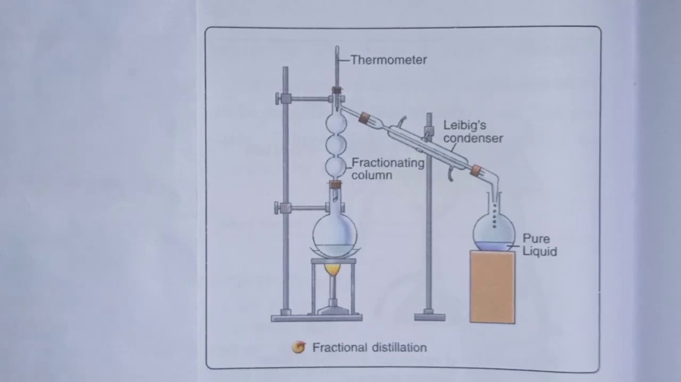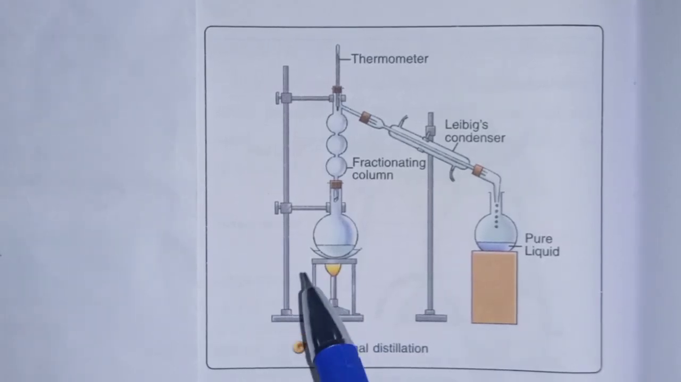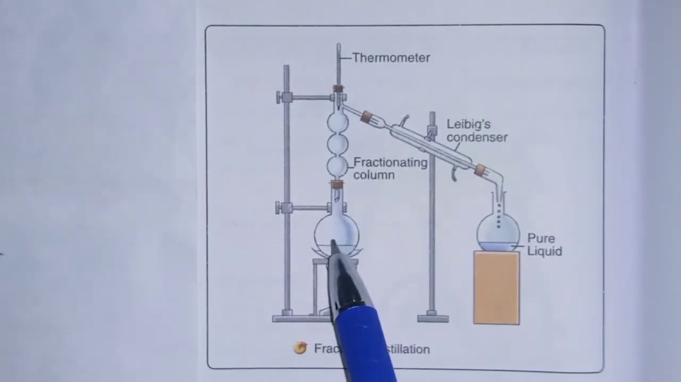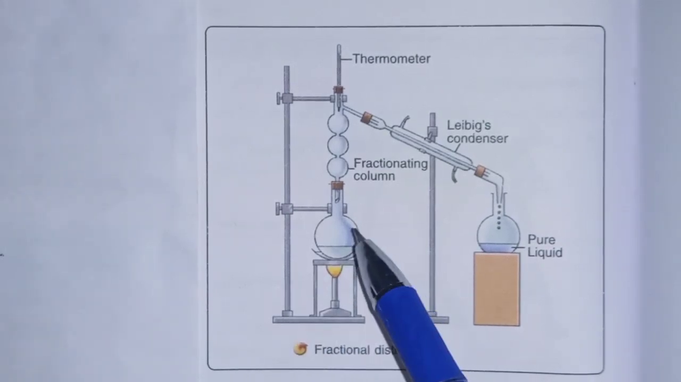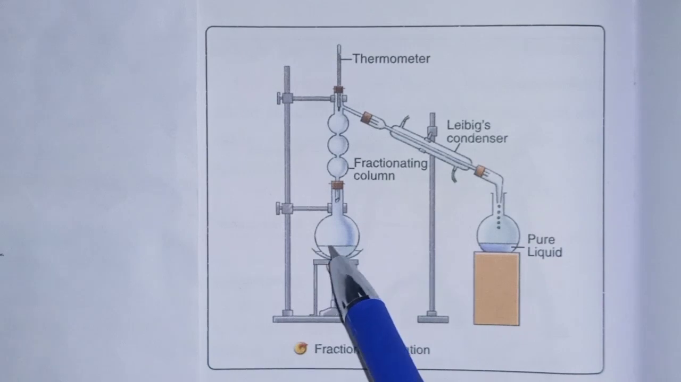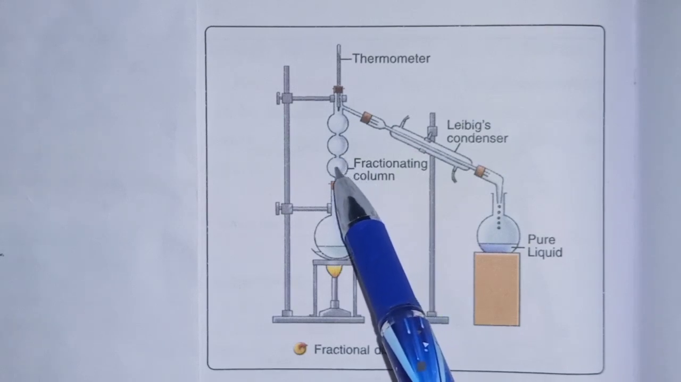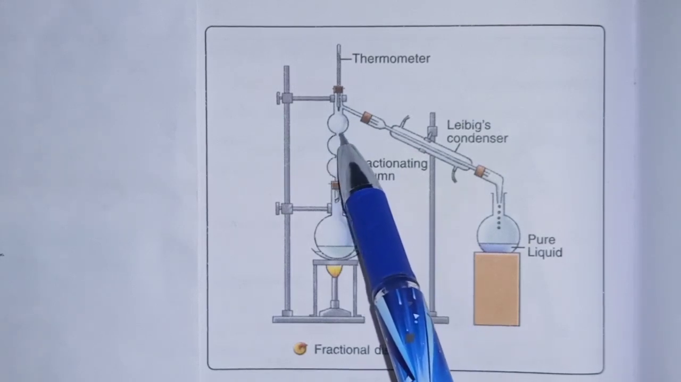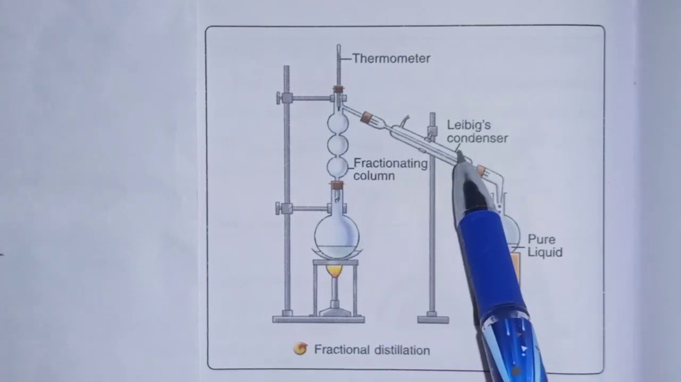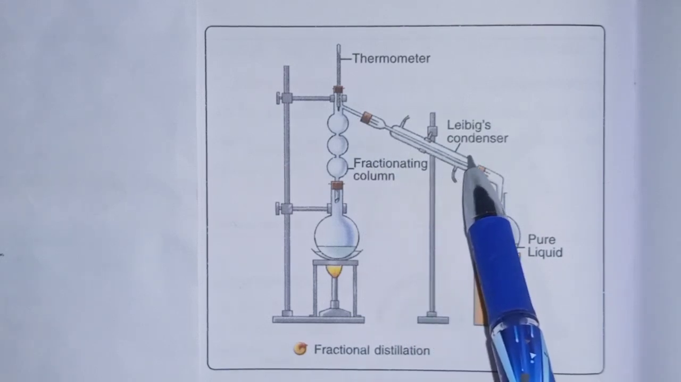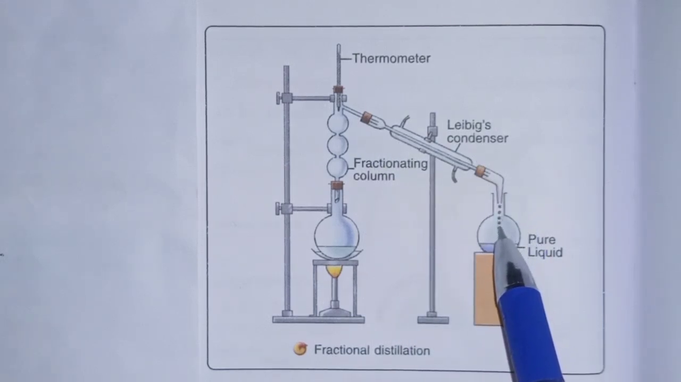Now see here, fractional distillation, the apparatus arrangement is like this. In the conical round bottom flask, the mixture of ethyl alcohol and water is taken. So when we heat the mixture, first we will reach 78 degrees Celsius, that is for ethyl alcohol. At that temperature, the vapor of ethyl alcohol will be collected in the fractionating column, and then it will pass through the tube, and Liebig's condenser is used here, and it will cool down the ethyl alcohol vapors, and again it will form pure liquid.